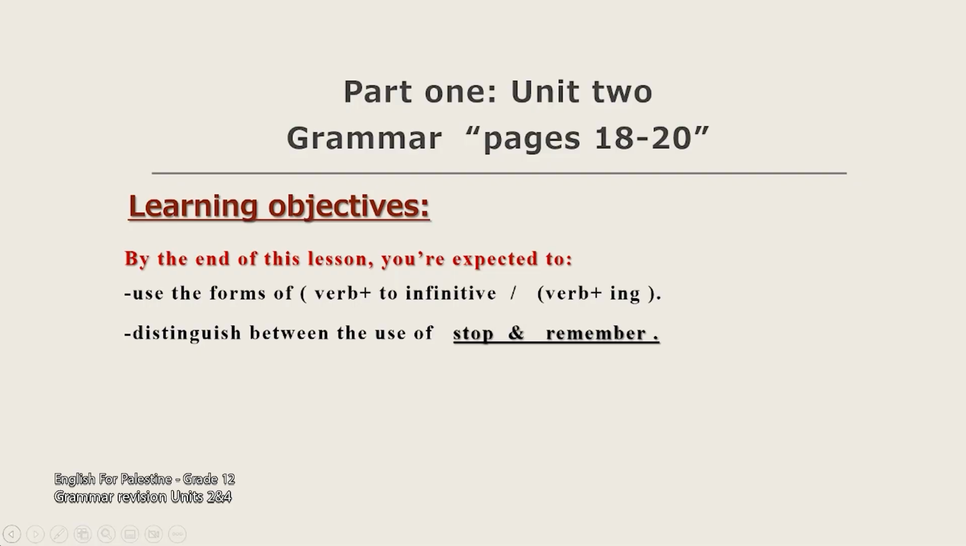We will start with Part 1, Unit 2 Grammar, pages 18 to 20. Learning objectives. By the end of this lesson, you are expected to use the forms of verb plus to with the infinitive form and verbs with the ing form. Number 2, distinguish between the use of stop and remember.